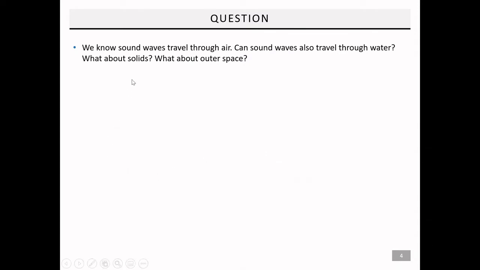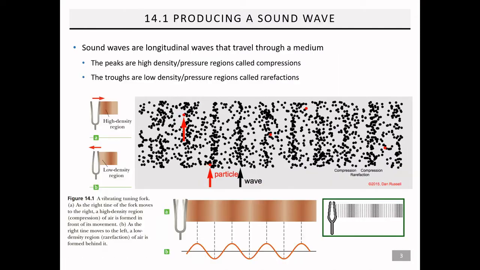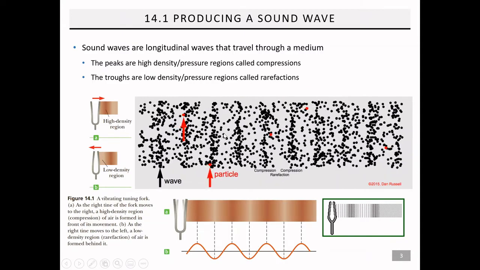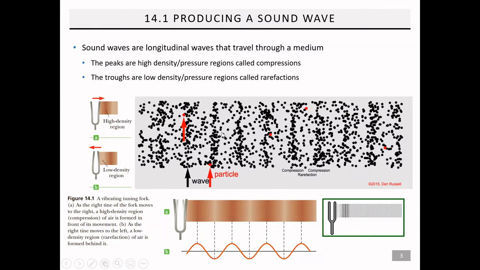Now, what about solids? The molecules in a solid are also bound together, but they're very tightly bound together. Well, actually, this GIF would still apply. Since the molecules in a solid are tightly bound together, the molecules here may not move left and right as much, but they would still be vibrating.